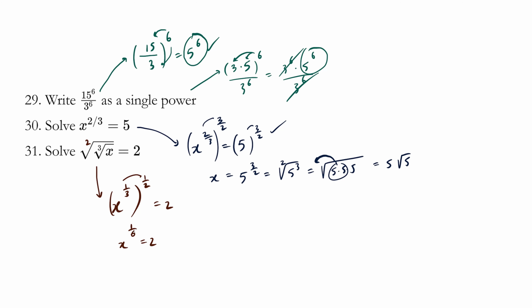As a fair Canadian judge, you can raise both sides to the, read my mind, raise both sides to the 6. Very good. So 1/6 times 6 is just 1. That's your x to the 1 answer. And 2 to the 6, you can leave it as that as your answer, or do it in your head. What's 2 to the 5? 2 to the 5 is 32, and 2 to the 6 is double that, which is 64. Great job.